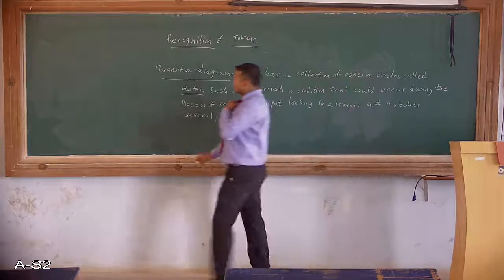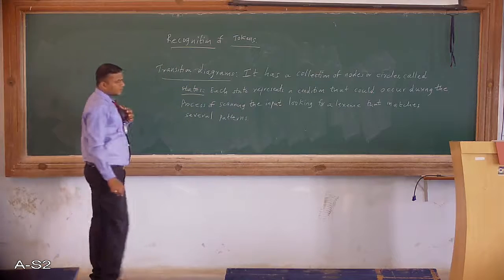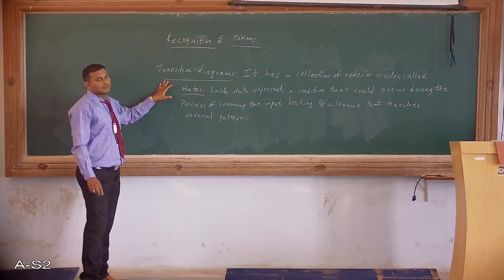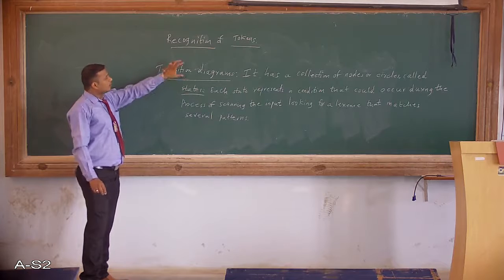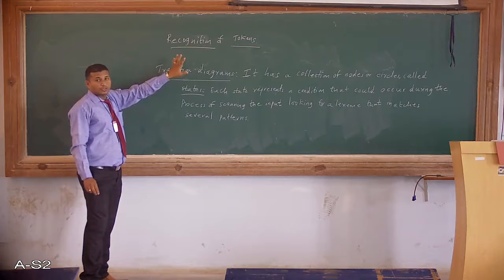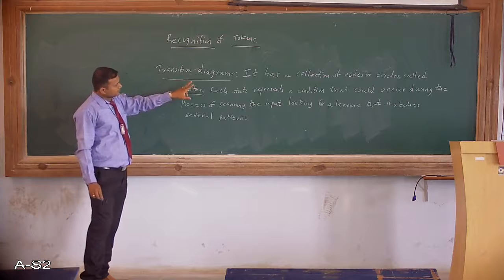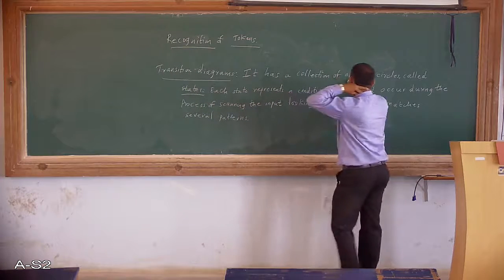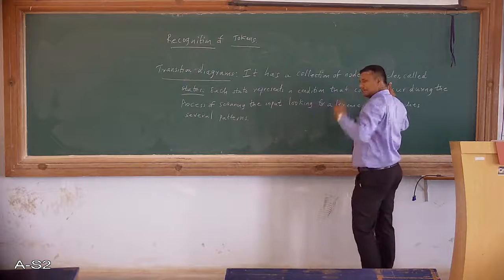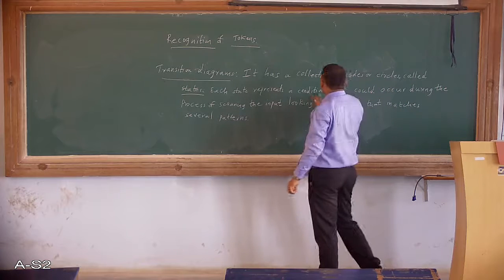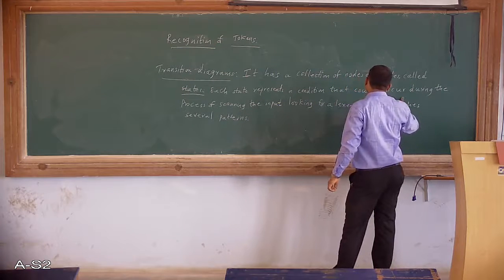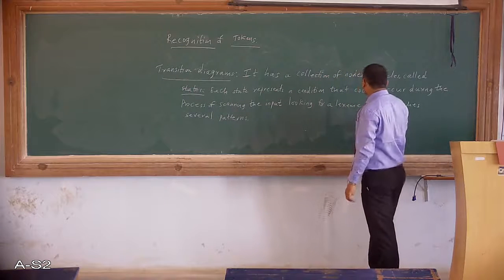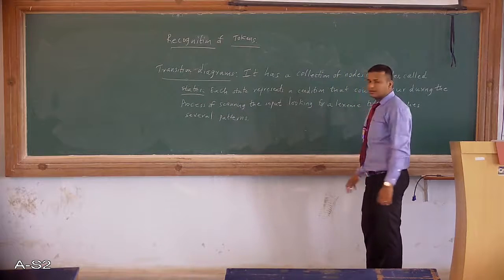Okay. Generally, in the recognition of tokens, one of the methods used for identifying these tokens is the transition diagram. So the transition diagram is nothing but a collection of nodes or circles called states. Each state represents a condition that could occur during the processing of scanning the input, looking for a lexeme that matches several patterns.